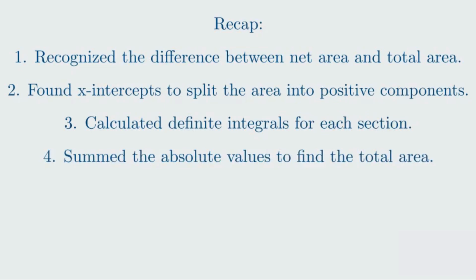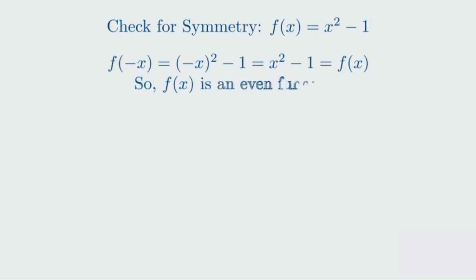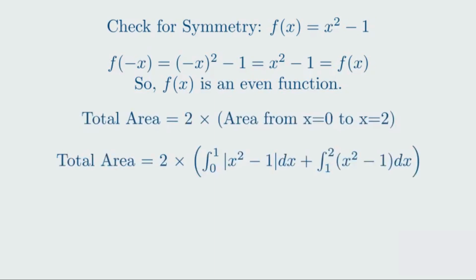There's a neat shortcut we can use to double-check our work or solve the problem faster. Notice that our function, f of x equals x squared minus 1, is symmetric about the y-axis. This means f of x is equal to f of negative x. The interval we are integrating over, from -2 to 2, is also symmetric around the origin. This even symmetry means that the area on the left side of the y-axis is identical to the area on the right side. Therefore, the total area can be found by calculating the area from x equals 0 to x equals 2, and then doubling it. This requires only 2 integrals instead of 3. It's always a good idea to look for shortcuts like this in your math problems.